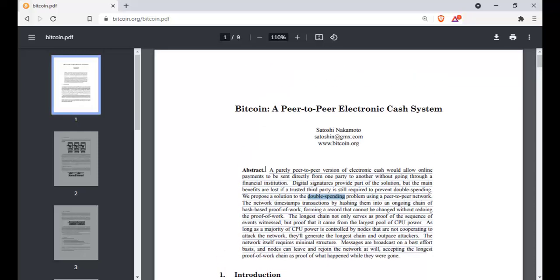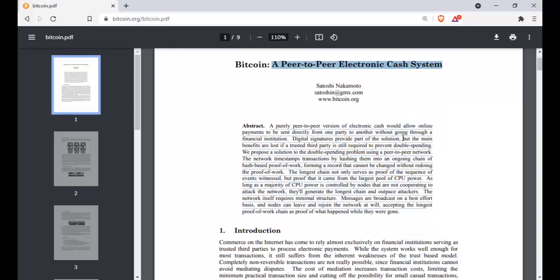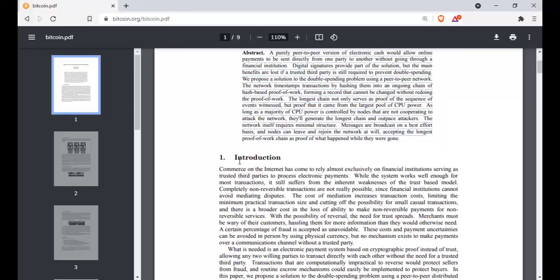Now Bitcoin wants to solve this by not allowing anyone to be in charge of verifying transactions. They don't want any bank, they don't want any central authority, they don't want anybody to be responsible for approving or verifying that yes, this guy has only $50 in his account. So Bitcoin came into place to solve that using a peer-to-peer electronic cash system. Okay, so now let's go into the introduction.